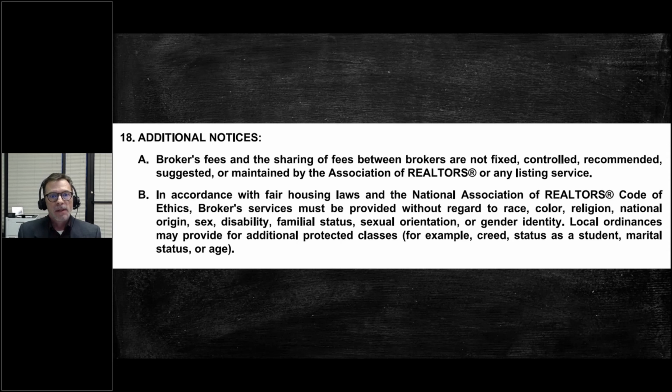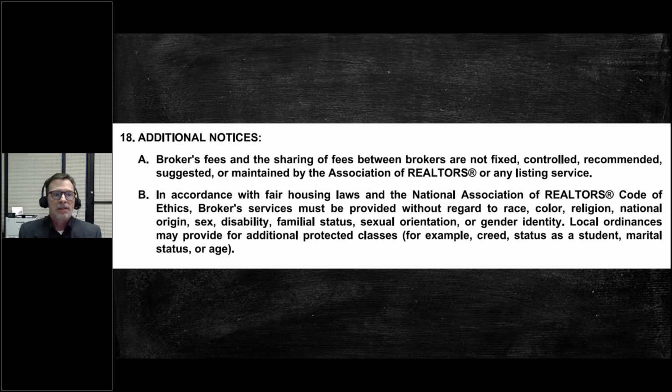First off, A, this is the antitrust disclaimer and notice. Brokers' fees and the sharing of fees between brokers are not fixed, controlled, recommended, suggested, or maintained by the Association of Realtors or by any listing service. So that's just telling them there's no such thing as a standard commission. It's all negotiable.